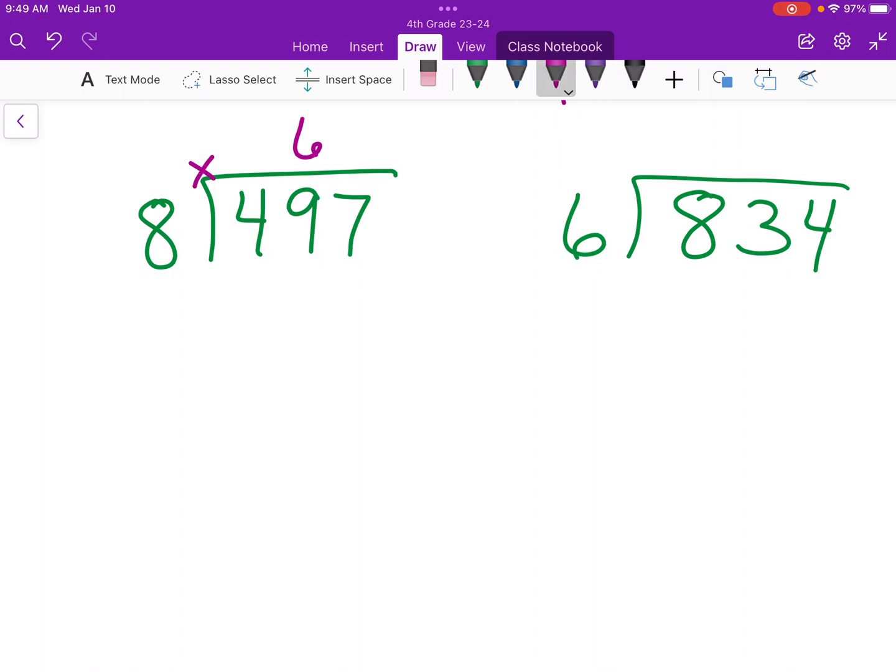Check that with multiplying. 6 times 8 is 48. Go ahead and subtract. 49 minus 48. 9 minus 8 is 1. Is 1 smaller than our divisor of 8? It is. So we'll look to see if we have anything to bring down.